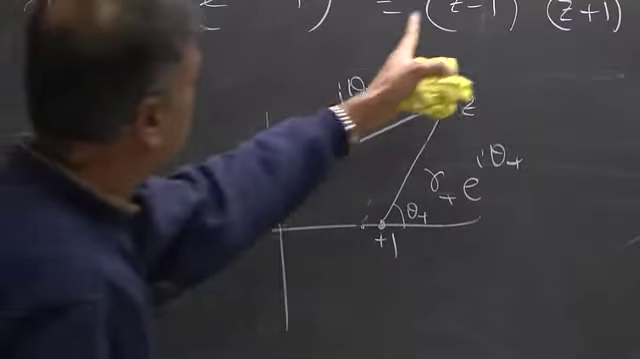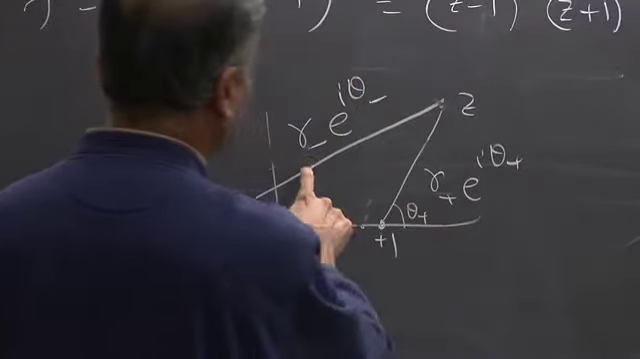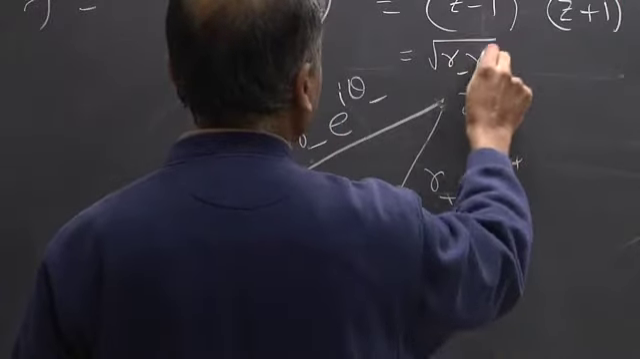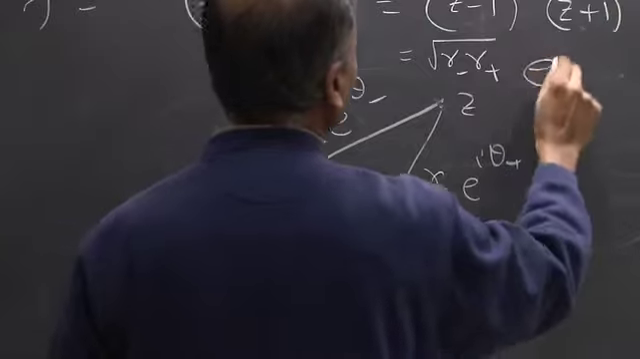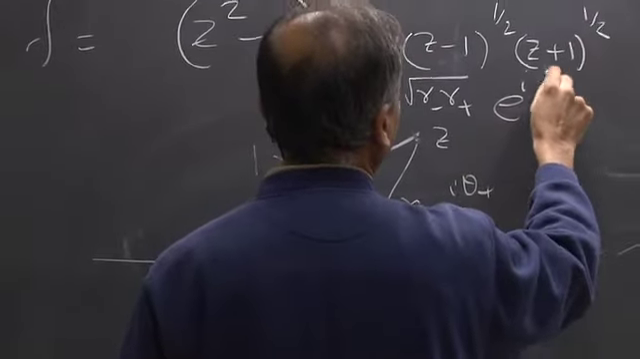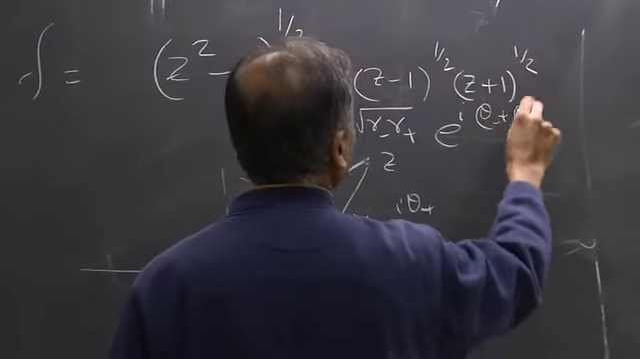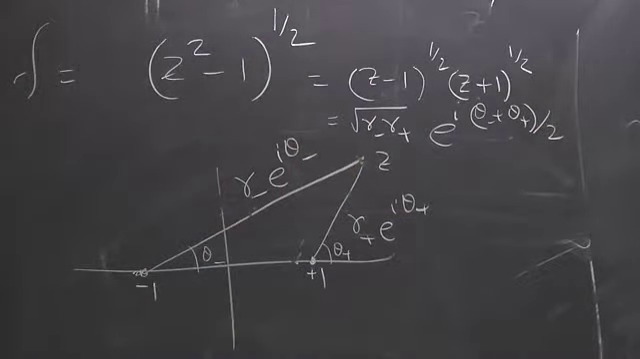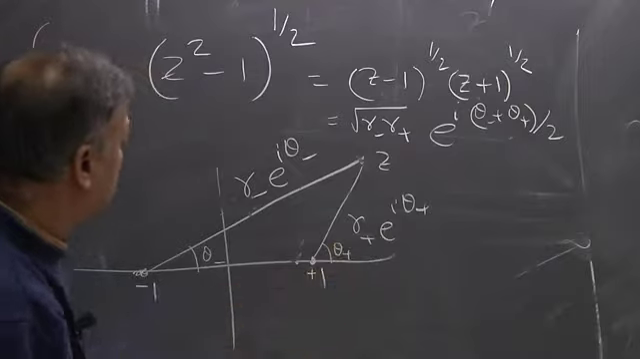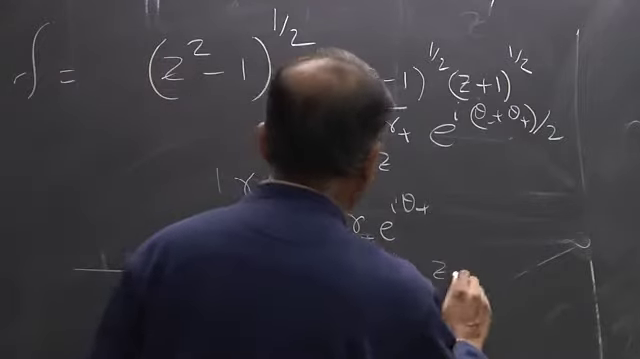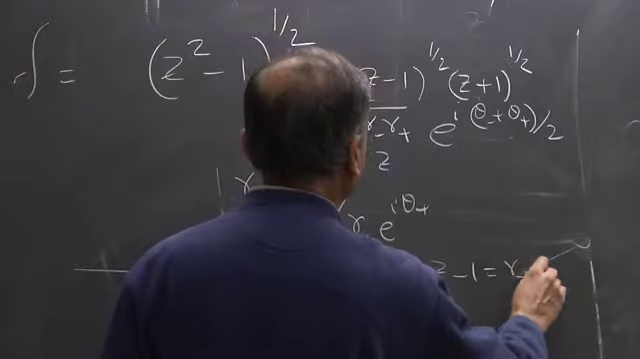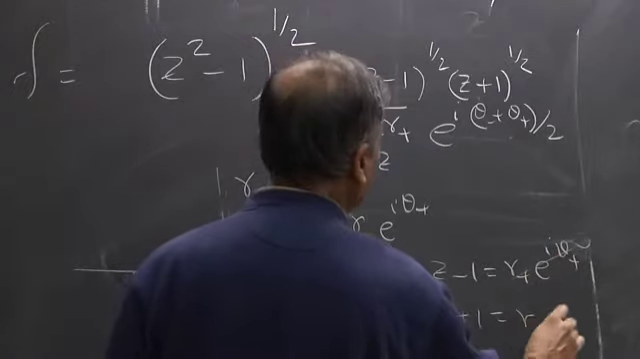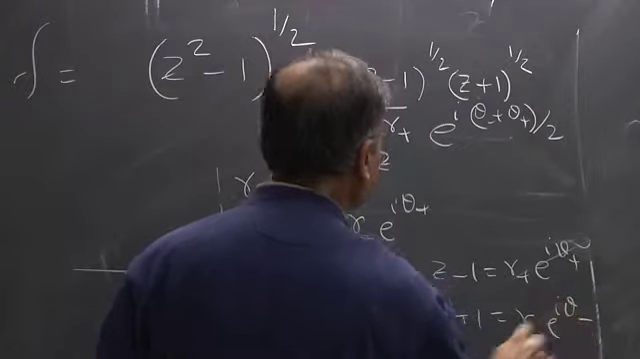Okay. So then what is this? In these variables, this simply becomes square root of r minus times r plus, and then e to the power of i (theta minus plus theta plus) divided by 2, right? Just substitute this. What this means is that z minus 1 is r plus e to the i theta plus, and z plus 1 is r minus e to the i theta minus. Let's substitute that.